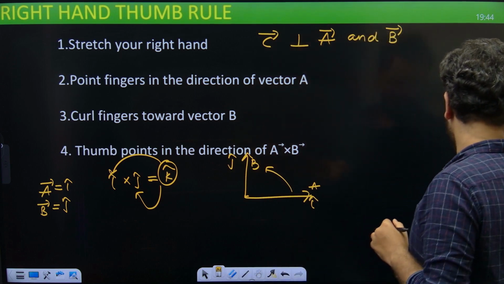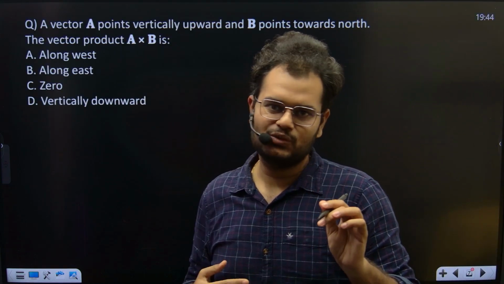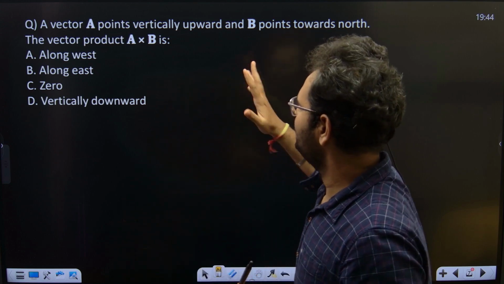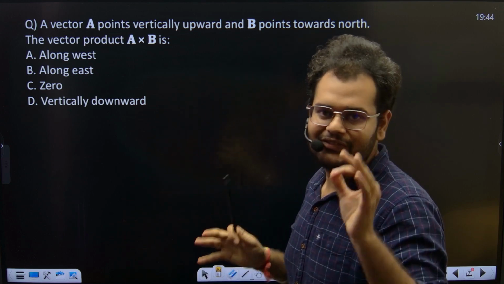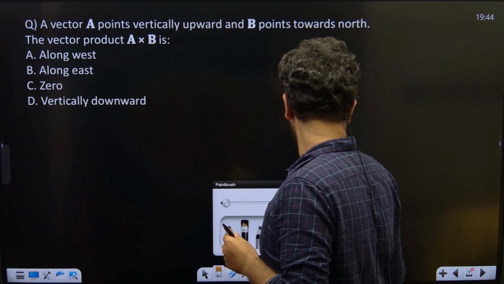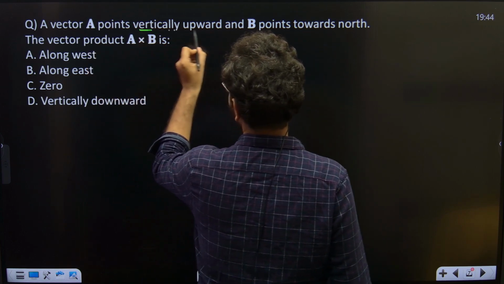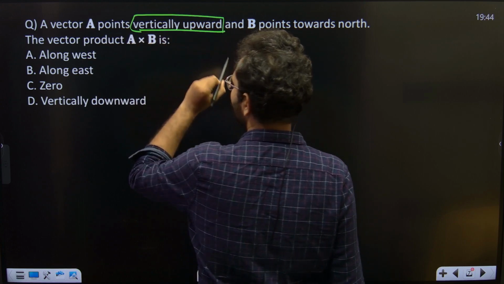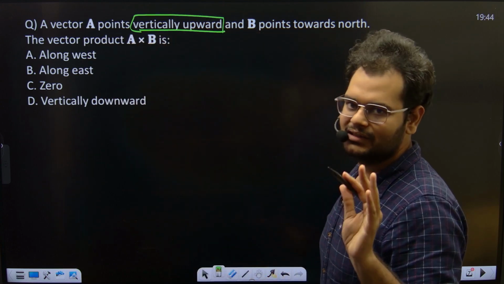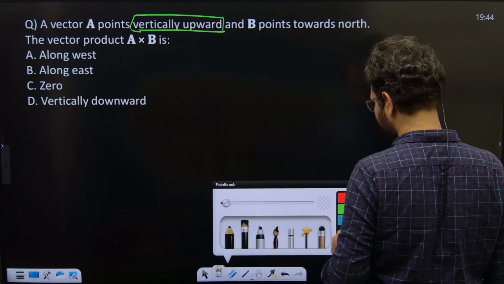So let us take one example. This question, I know you are confused in this question. In such type of questions, sir, what to do, how to determine direction? Observe carefully, everything will be fine. First, what to do? Vector A points vertically upward. Sir, what is the meaning of vertically upward? I will tell. See, you need to remember these sign conventions which I am telling you.